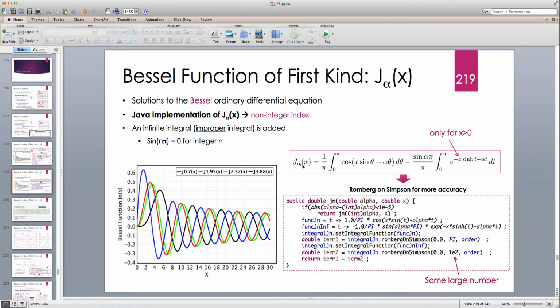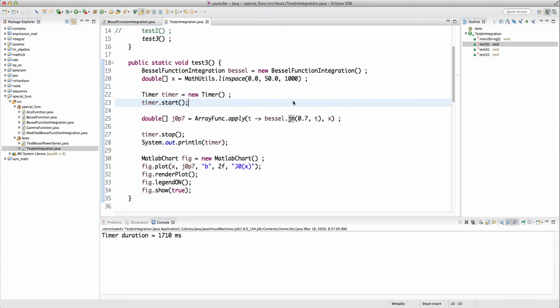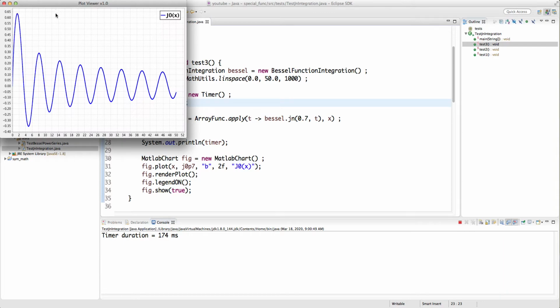We will see that the power series, the definition based on power series, actually works. So when x is negative and alpha is non-integer, this definition doesn't work, all right? And the Bessel function actually becomes a complex number. And so let's go back here. So I'm going to test with the center rectangle for Bessel 0.7. And you see this is much faster, and we're still getting a relatively good result.